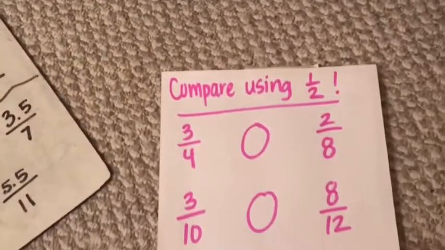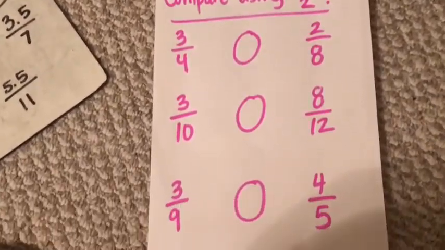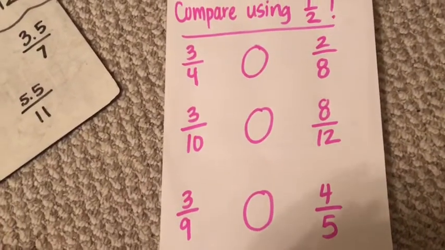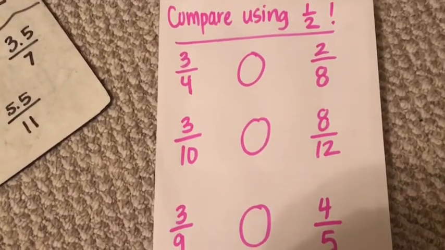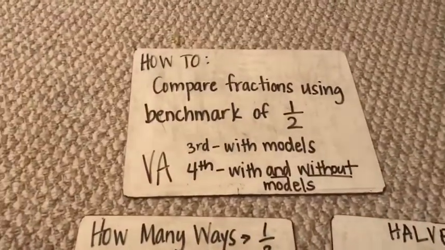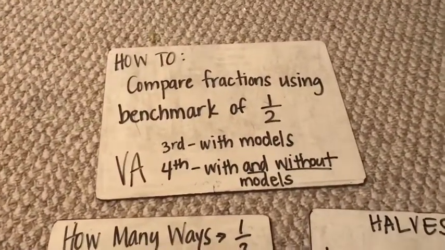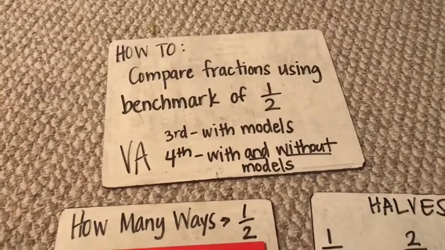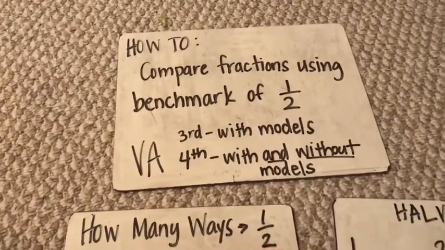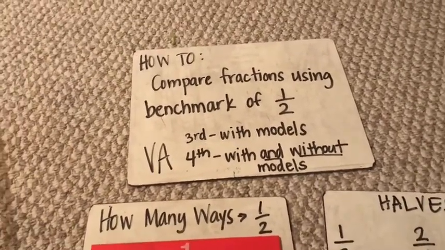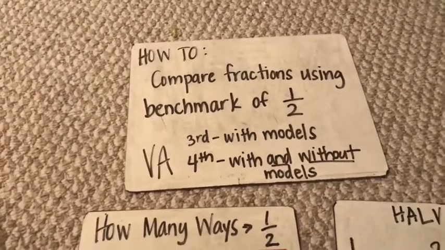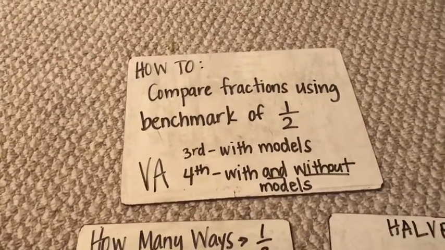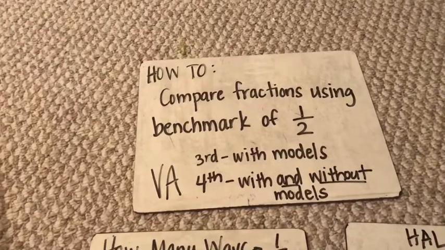So eventually students are going to have to be able to reason through problems like this, comparing these fractions without any models present in fourth grade. So we do start working on this in third. The first thing that you have to understand in order to use this strategy of comparing fractions using the benchmark of 1/2 is students need to understand that 1/2 is not just one piece out of two pieces, but there are many equivalent fractions for 1/2.